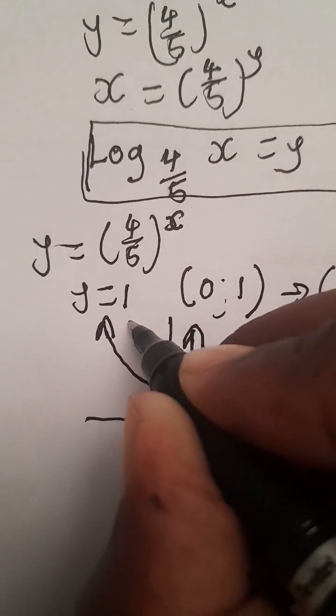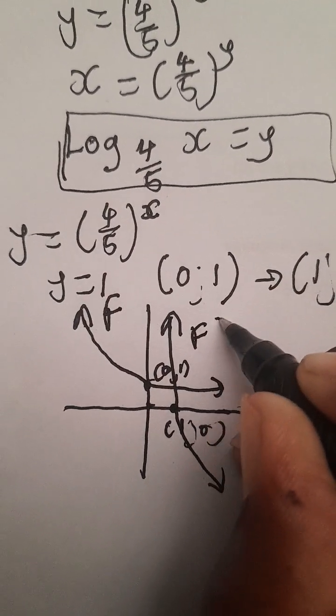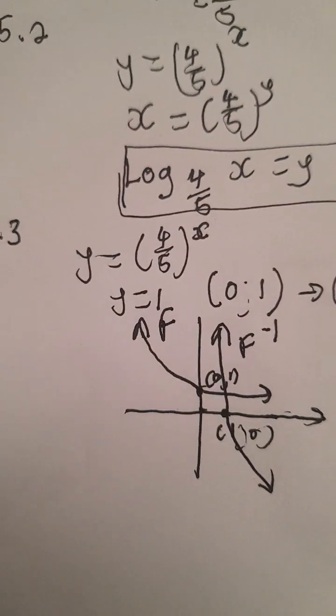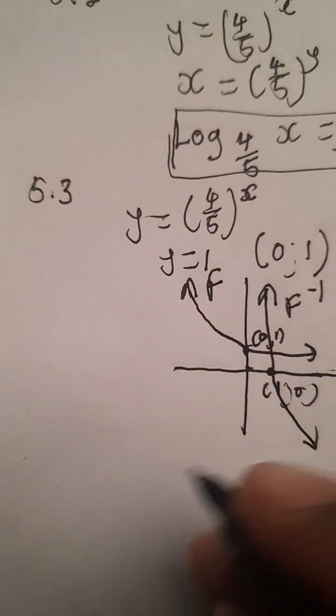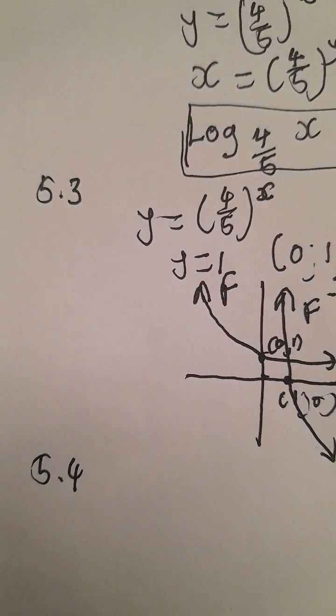Okay, so we have the graph of f, the original, and the graph of the inverse. That's the remarks. So I guess that's how it should be, right? So let's go to 5.4. At 5.4, they said for which values of x is f of x less than 1?